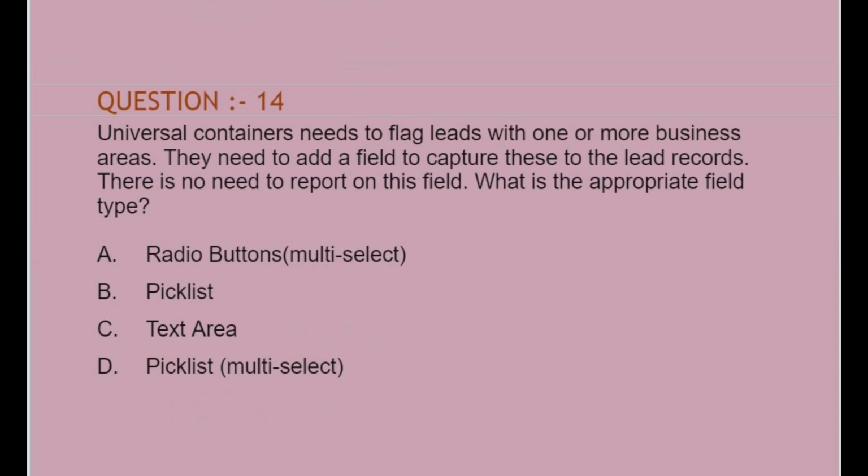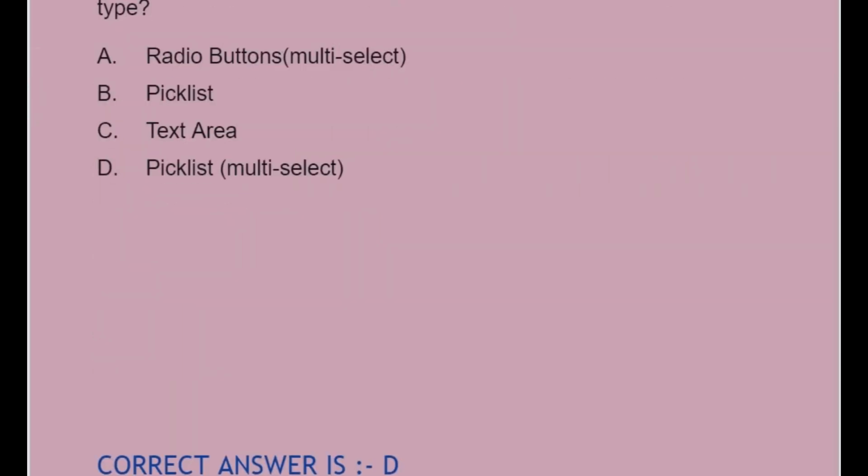Question is Universal Containers needs to flag leads with one or more business areas. They need to add a field to capture these to the lead records. There is no need to report on this field. What is the appropriate field type? Option A, radio buttons multi-select. Option B, picklist. Option C, text area. Option D, picklist multi-select. Correct answer is option D.